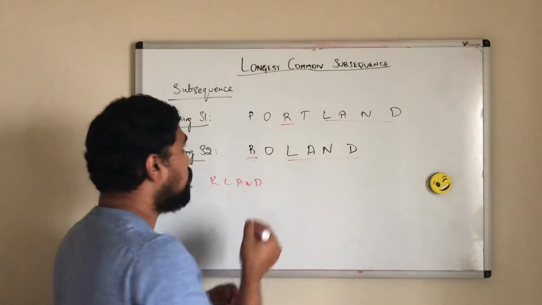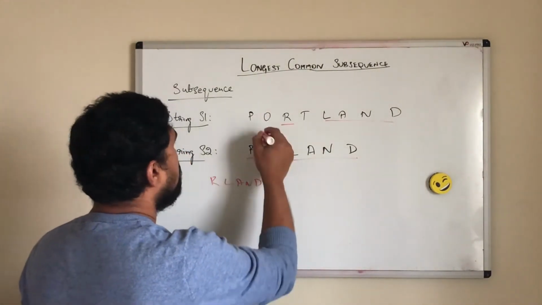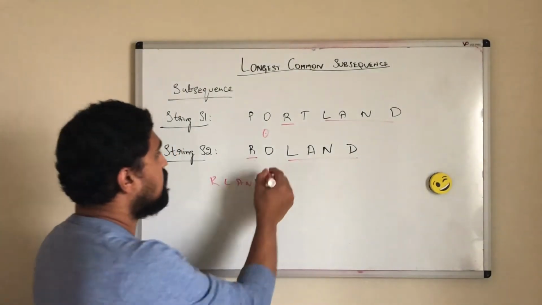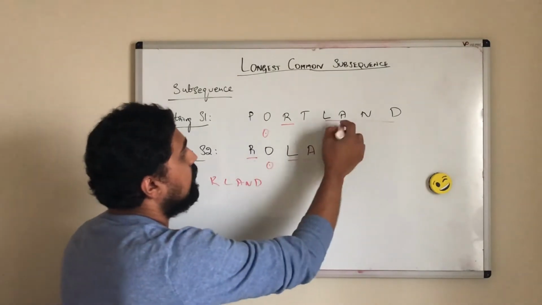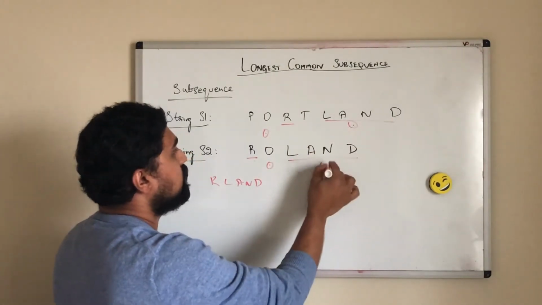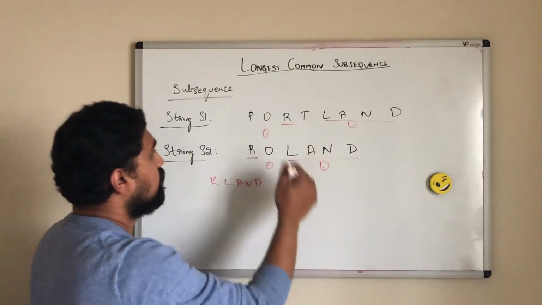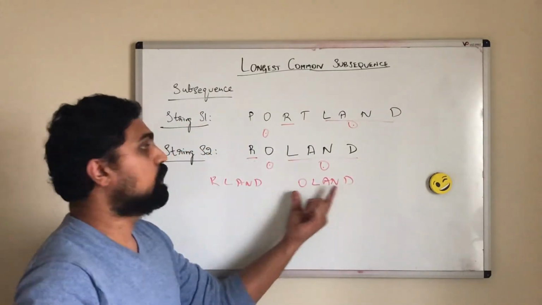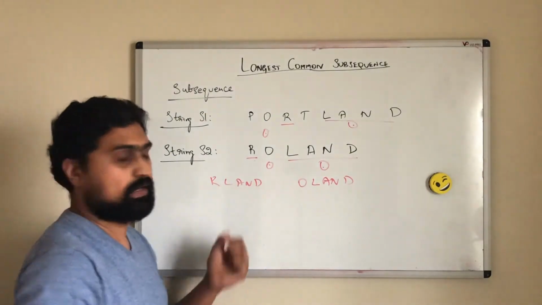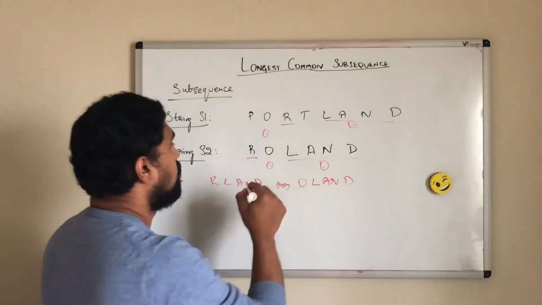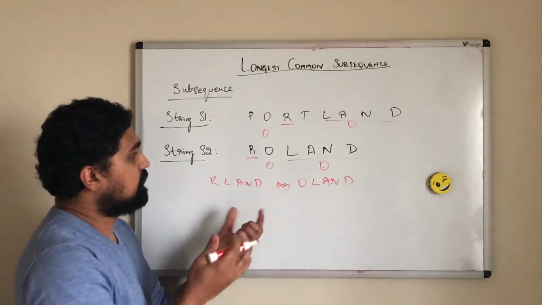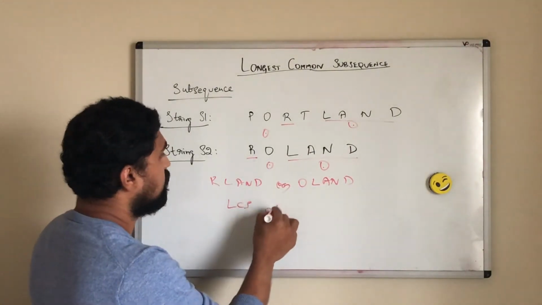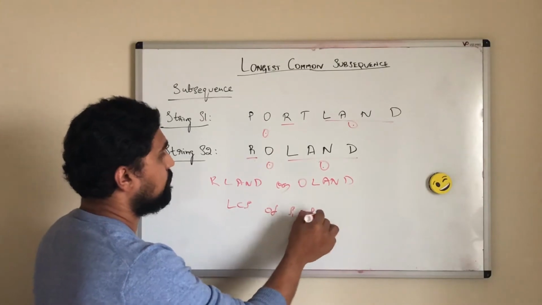Also, if we start from say O in this string here, and then we pick O in the second string, and again land is common to both the strings. So another subsequence is O, L, A, and D, or R, L, A, and D. So either of it. So these two, either of it, is the longest common subsequence between S1 and S2.